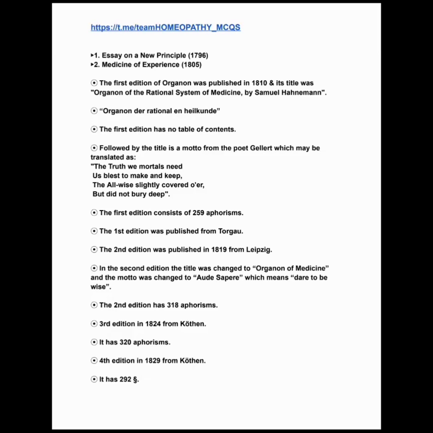The first edition consists of 259 aphorisms. The first edition was published from Torgau. The second edition was published in 1819 from Leipzig. The second edition, the title was changed to Organon of Medicine and the motto was changed to Aude Sapere, which means dare to be wise.